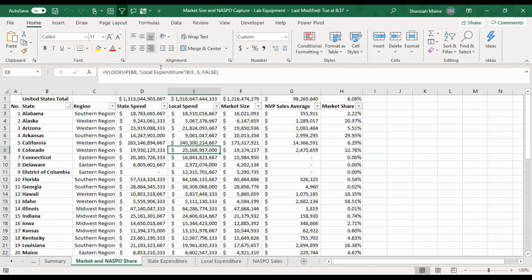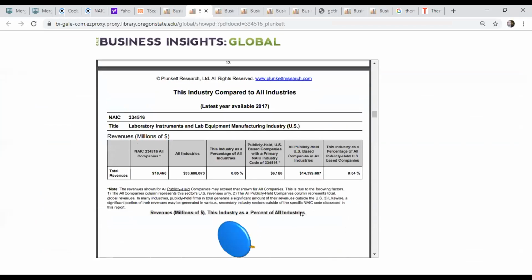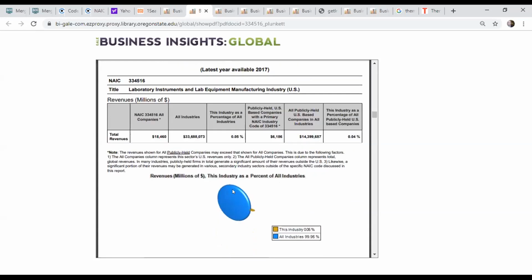And then using that Plunkett report that we found earlier, we can see the total size of the lab equipment market, and I'll show you that one again. Sorry while I scroll. So here we have the total size of the lab equipment market. It's 18.4 billion, or 6.1 billion, depending on how narrow you want it to be, compared to all industries. So this big blue piece includes cars, airplanes, legal services, real estate. This is all industries in the United States.